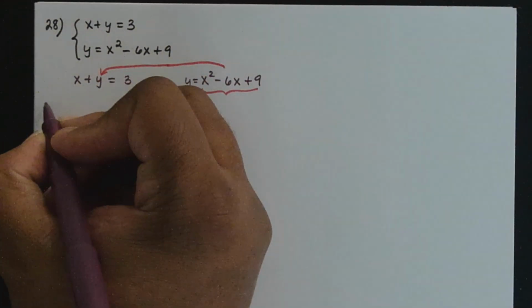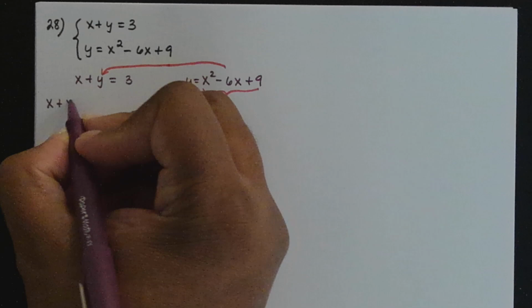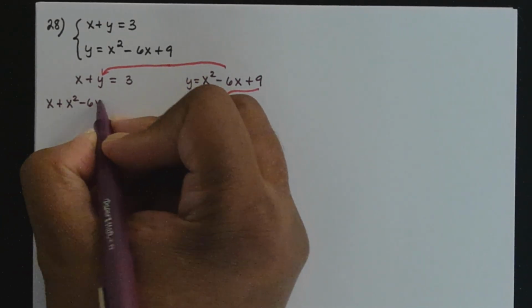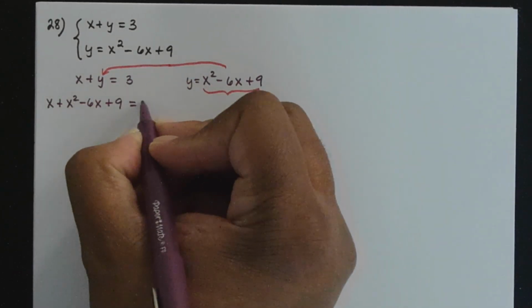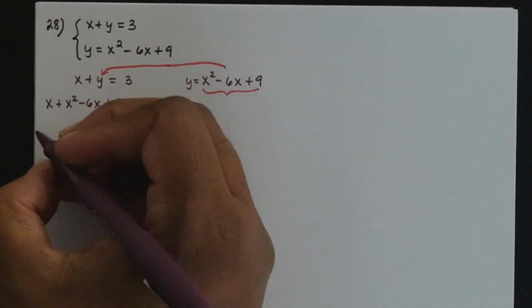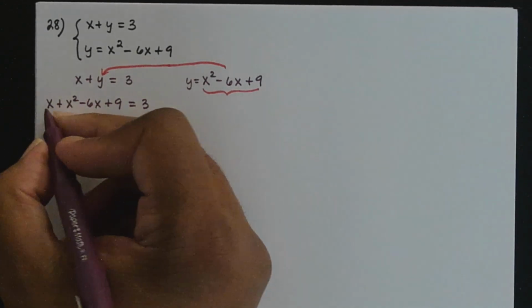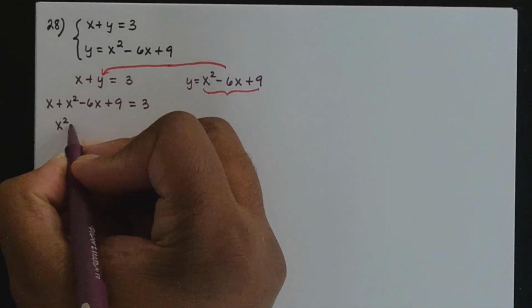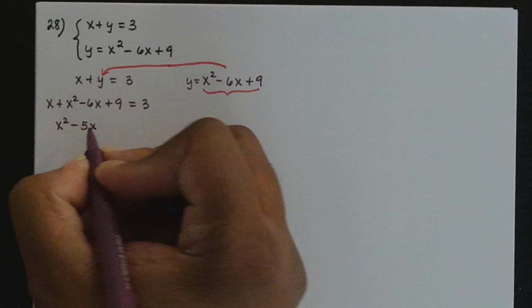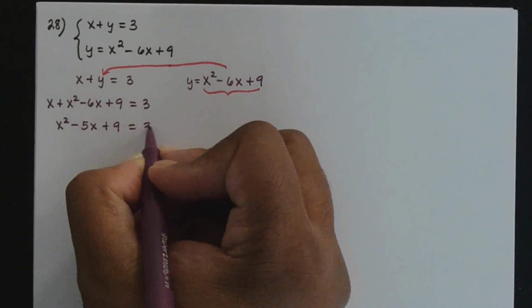So on the left side, I bring down the x, substitute this y with that x squared minus 6x plus 9. And then that's equal to 3. And then next I'll combine some like terms here and put these terms in descending power. So I'm going to put the x squared first. 1x minus 6x will be minus 5x. So I get x squared minus 5x, and then plus 9 is equal to 3.